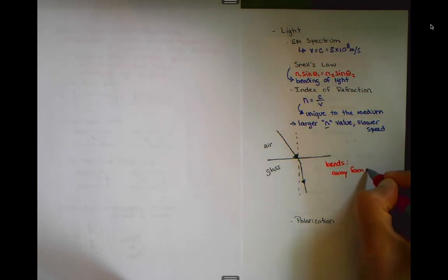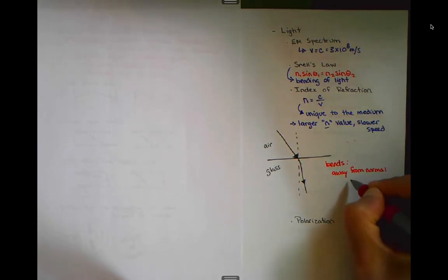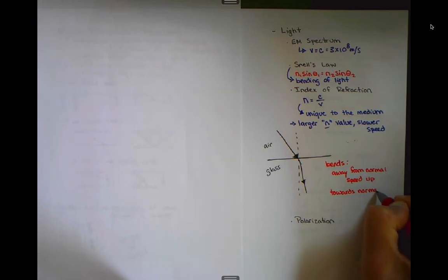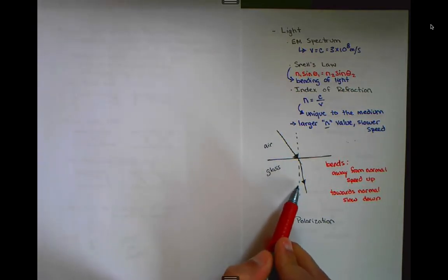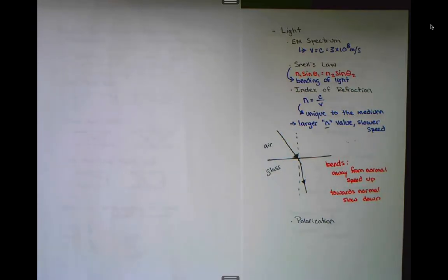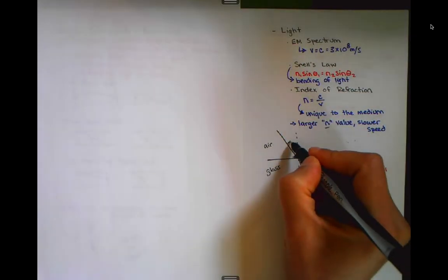When light bends away from the normal, it is going to speed up. When it bends towards the normal, it is going to slow down. So you should be able to look at a diagram and just see what's happening. So this is getting closer to the normal line, so it's slowing down. Okay. Remember, all angles here are measured from the normal.